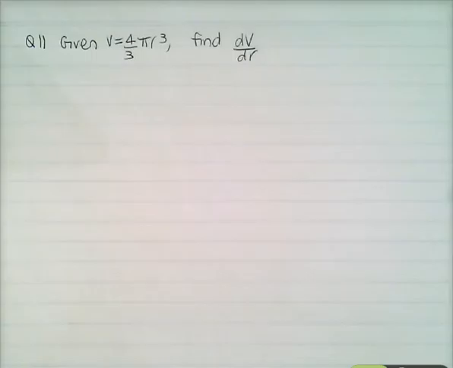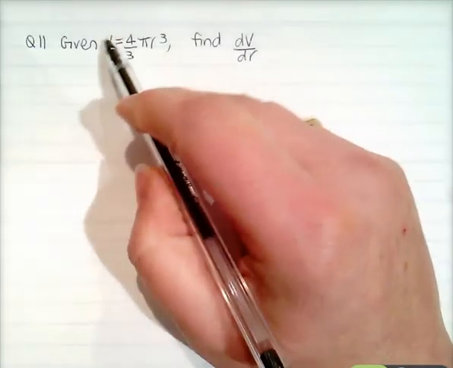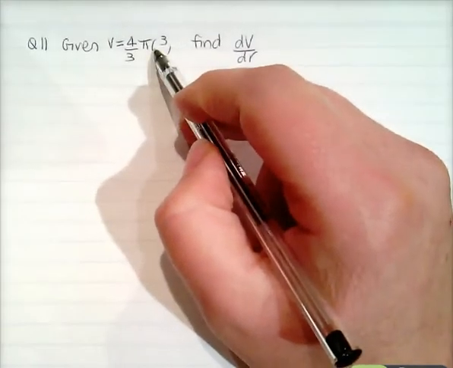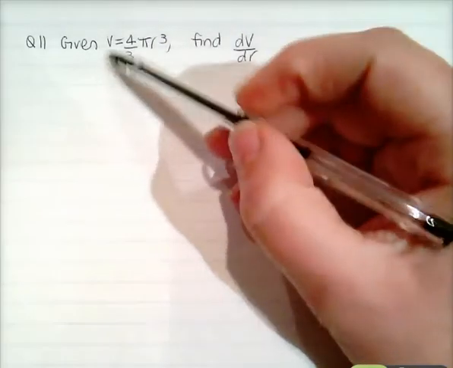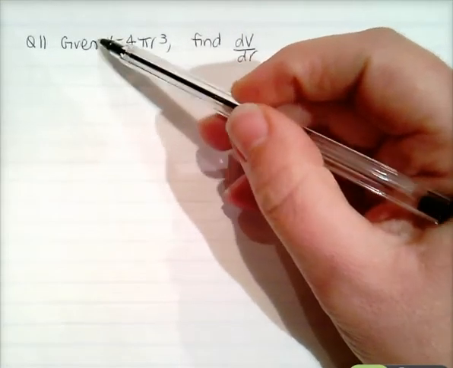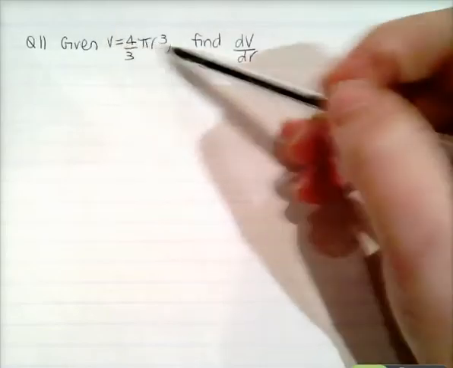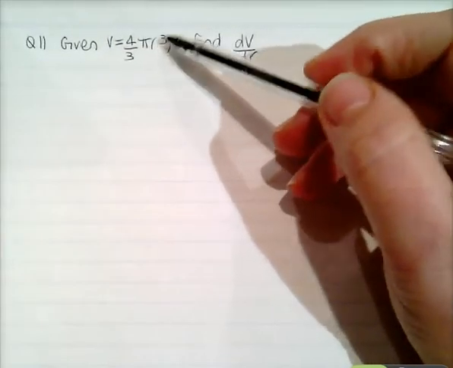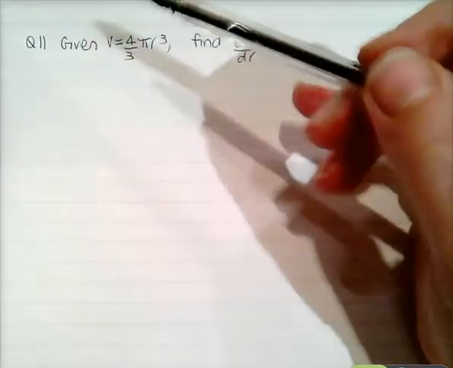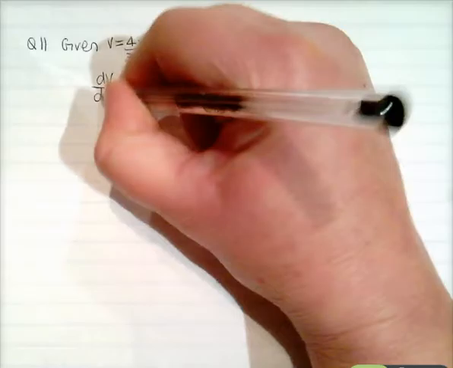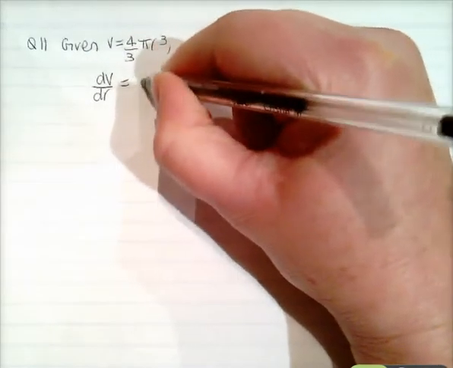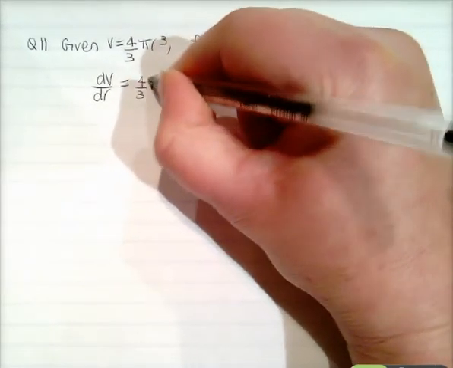Okay, the next question is question 11. Given that V equals 4 on 3 pi r cubed, you're asked to find dV/dr. Now, the V is in place of normally where the y would be, and the r is in place of normally where the x would be. So normally you'd be doing dy/dx, but we've got a V here and an r there, so therefore we're finding dV/dr. Now, notice that 4 on 3 is a constant, and so is pi.